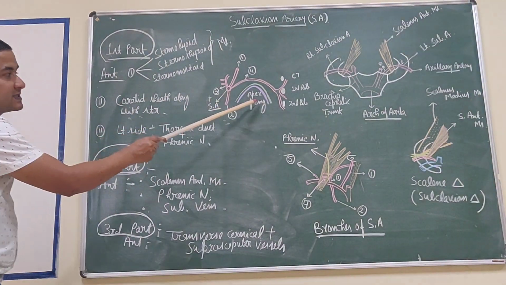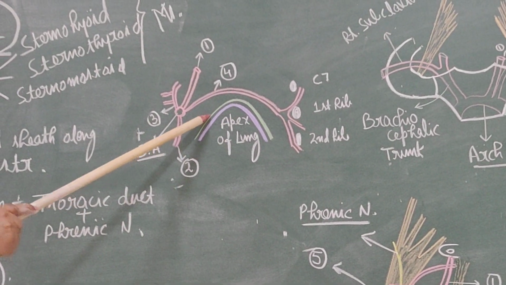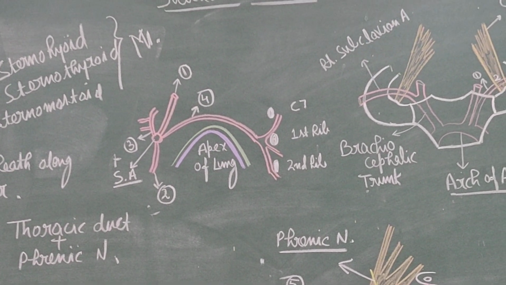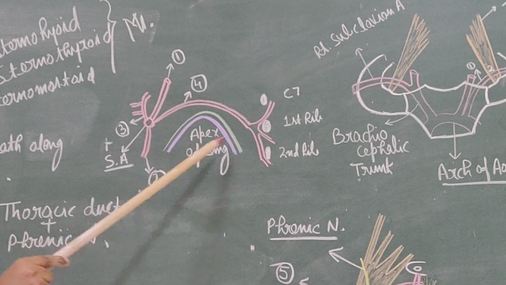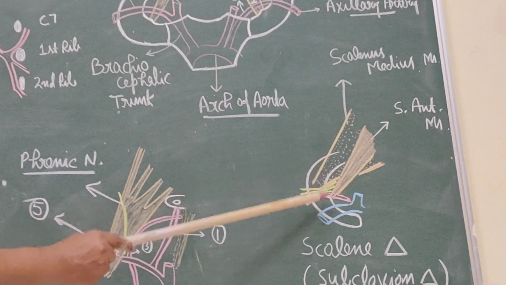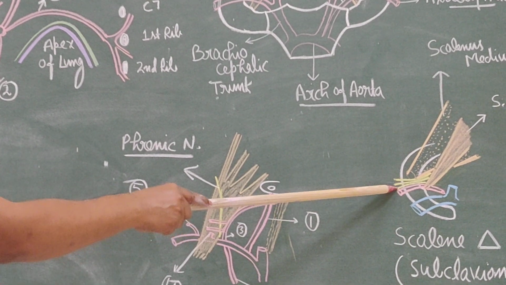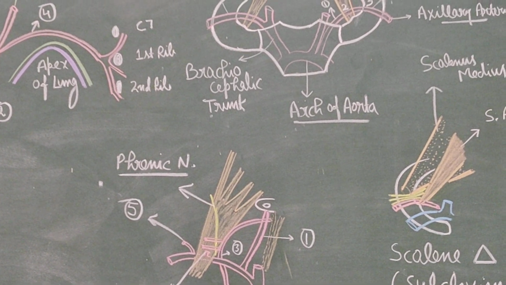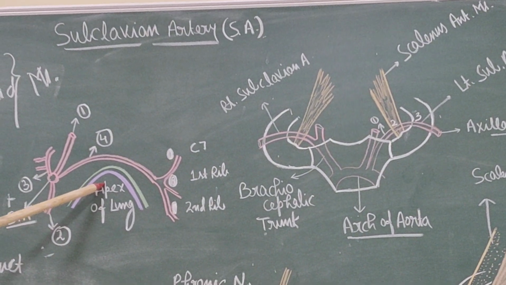While for the posterior relations, the first part is related with the apex of the lung along with the cervical pleura and the suprapleural membrane. The second part is posteriorly related with the apex of the lung, cervical pleura and the suprapleural membrane along with a part of the scalenus medius muscles, which forms the posterior boundary of the scalene triangle. So in the second part, the lower trunk of the brachial plexus is also situated posteriorly. Now the third part of the subclavian artery is related with the apex of the lung along with the cervical pleura.